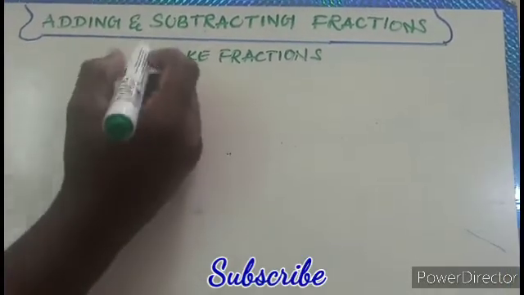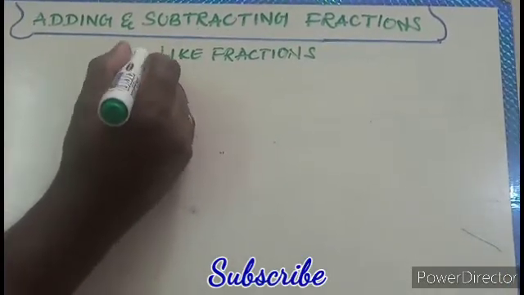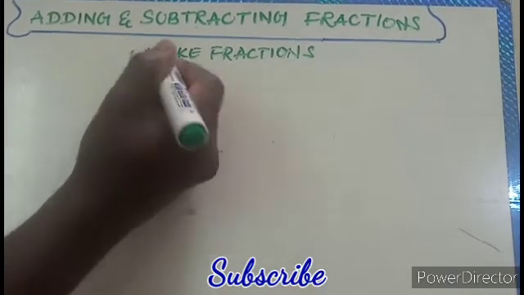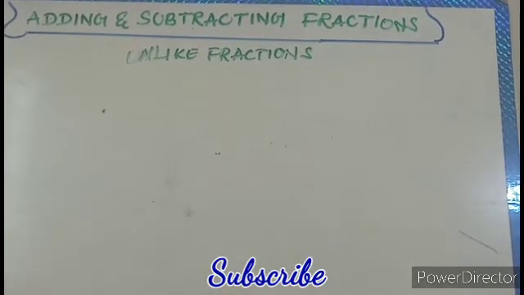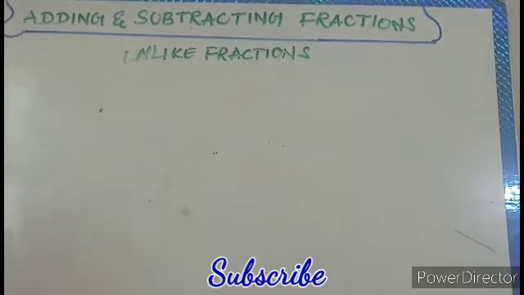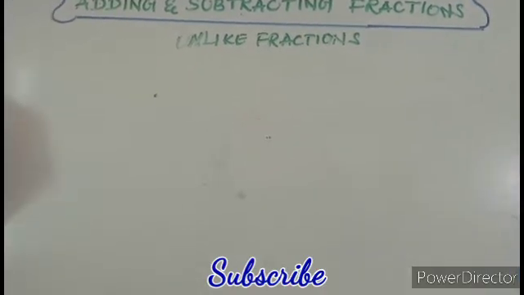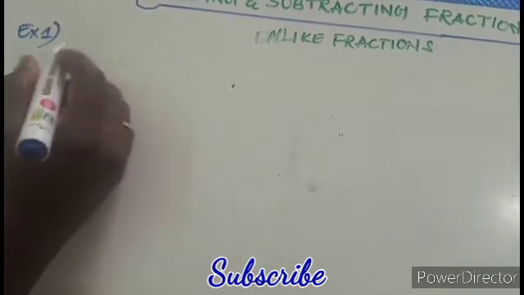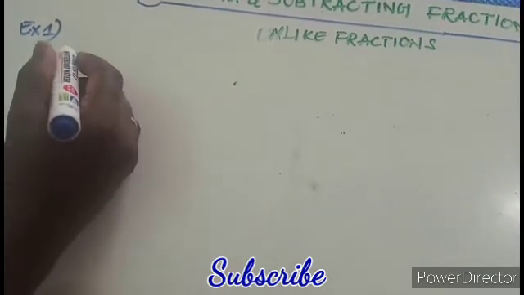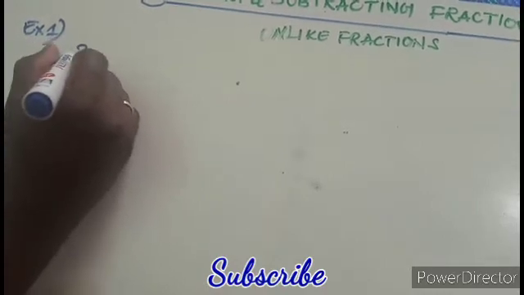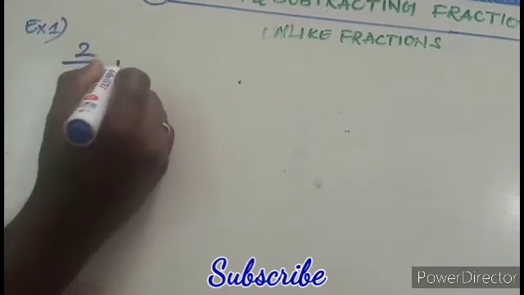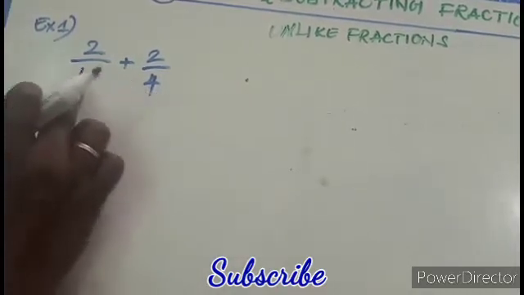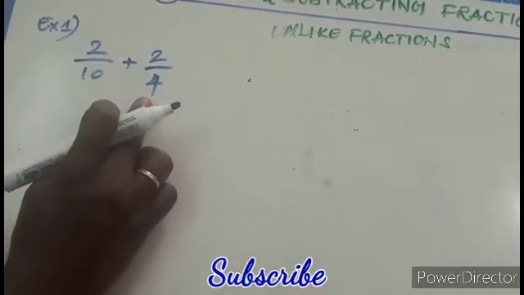Now let us see how to add and subtract the unlike fractions. Okay, unlike fractions. What are unlike fractions? Unlike fractions are two or more fractions that have different denominators. For example, 2 by 10 plus 2 by 4. Look at the denominators, they are different. That's why we call them unlike fractions.